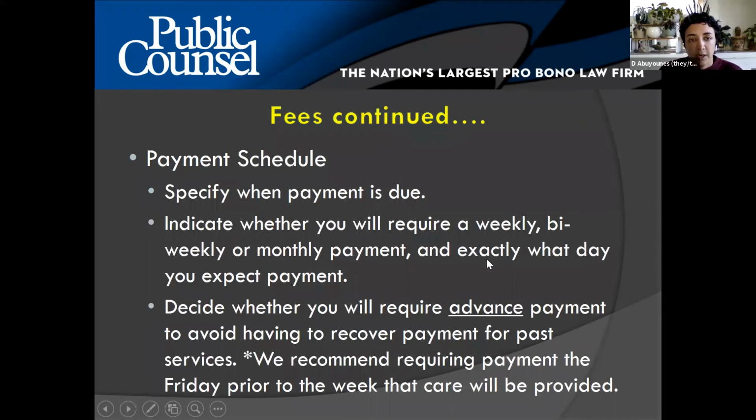So under a payment schedule, you should specify when payment is due. Indicate whether you will require a weekly, bi-weekly, or monthly payment and exactly what day you expect payment, and decide whether you will require advance payment to avoid having to recover payment for past services. We recommend requiring payment the Friday prior to the week that care will be provided. So advance payment is usually helpful so that you're not running into any issues after providing care and chasing down payment for previous care provided.